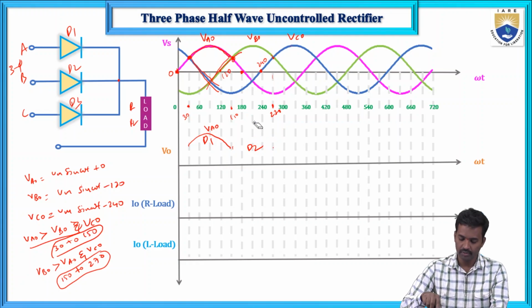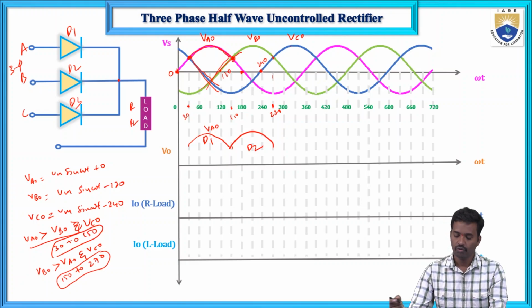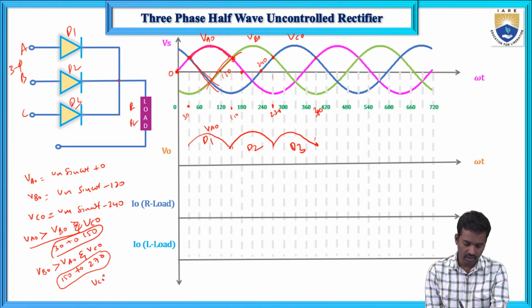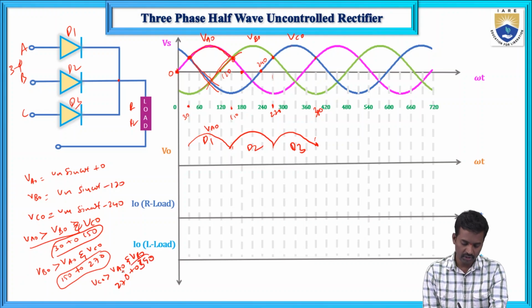Now the next case, from 270 up to 390. In this period, D3 diode will conduct, because VC0 is greater than VA0 and VB0. So these are the cases.